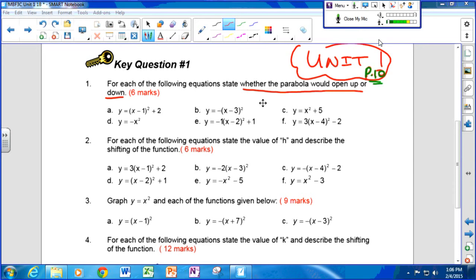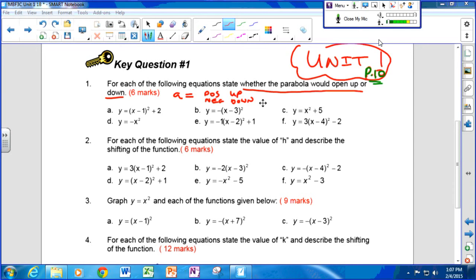So what are you going to be looking at here? Well, you're going to be looking at the value of a, and specifically you want to know whether a is positive or negative, right? Because if it's positive, it opens up, and if it's negative, it opens down. Okay, and that's about it.